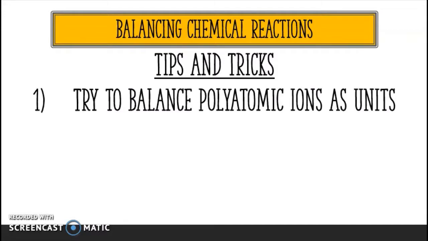First of all, you may want to try to balance any polyatomic ions that are inside of your formula as a major unit. Now remember that those things are bonded with covalent bonds, and they're a little harder to break during the course of a chemical reaction than an ionic bond. The ionic bonds tend to want to rearrange a little easier than the polyatomic ions.